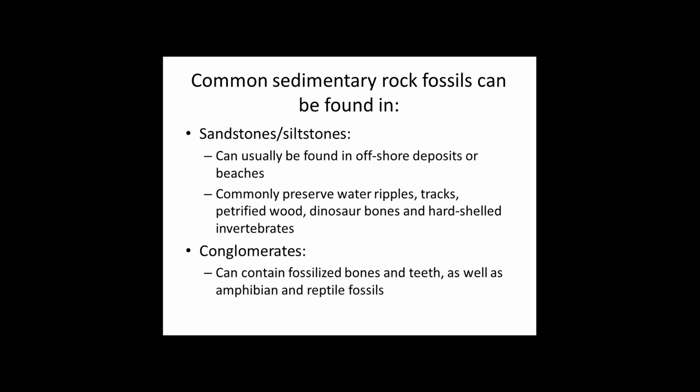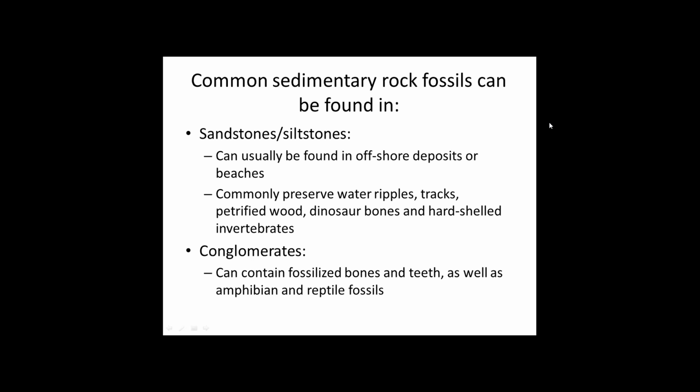These are usually found in offshore deposits or beaches, and they commonly preserve water ripples, tracks, petrified wood, dinosaur bones, and hard-shelled invertebrates. So these are pretty common. We'll take a look at some of them in just a second. And the next one is a conglomerate. Conglomerates can contain fossilized bone and teeth, as well as amphibian and reptile fossils.